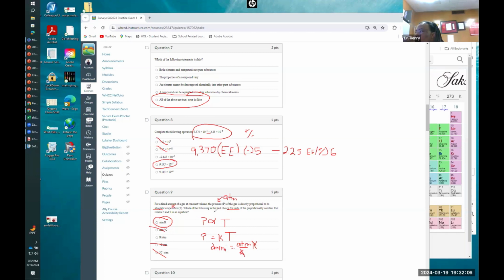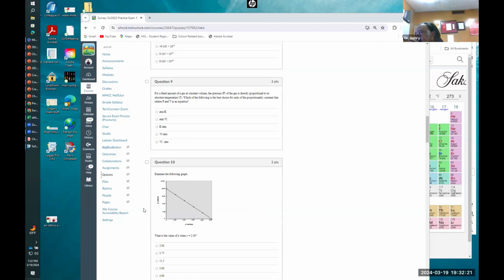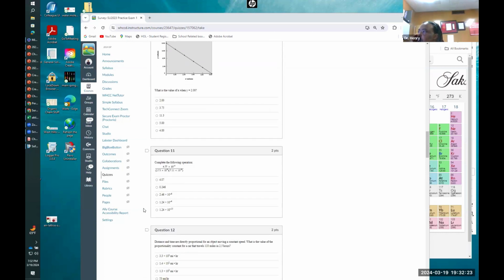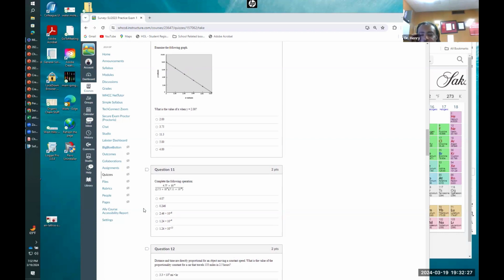I have to rewrite that question so you guys know that ATM is a unit for pressure. Let me clear my screen. And then we'll start on number 10. Now, be careful with this one. I'd say have a ruler available if you have a ruler.